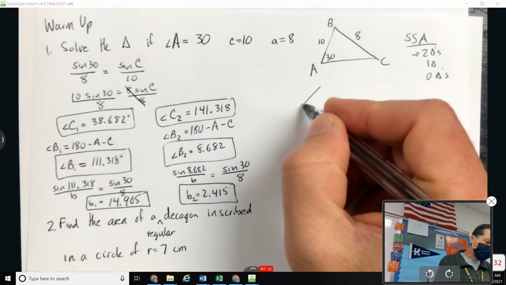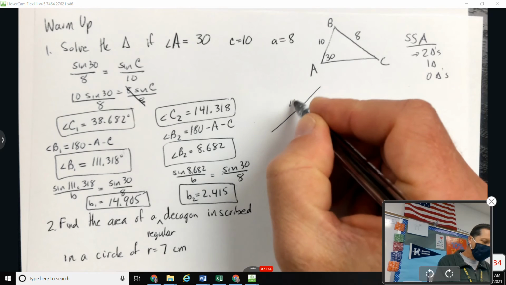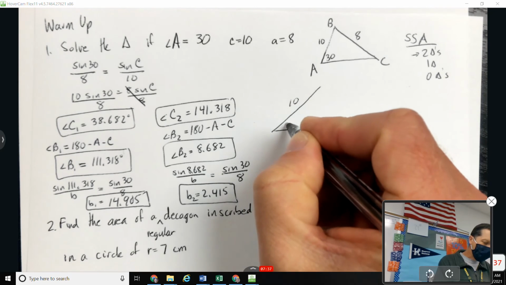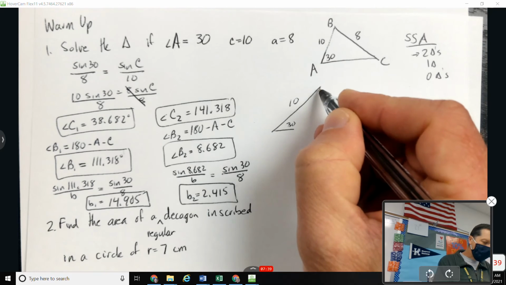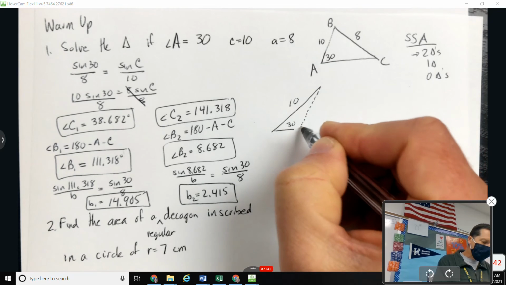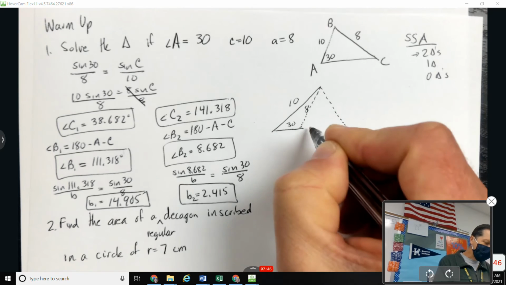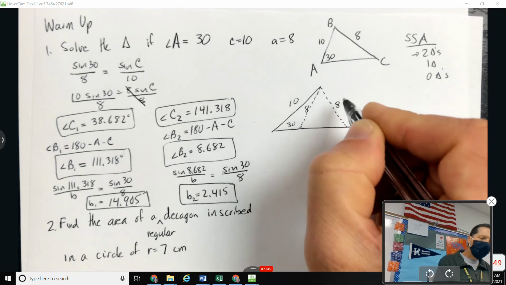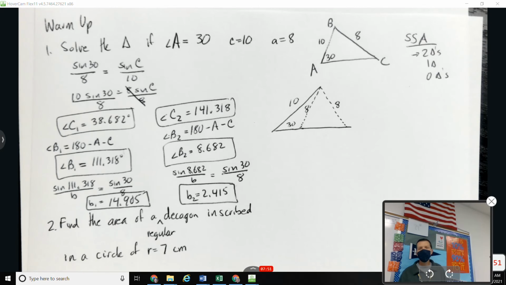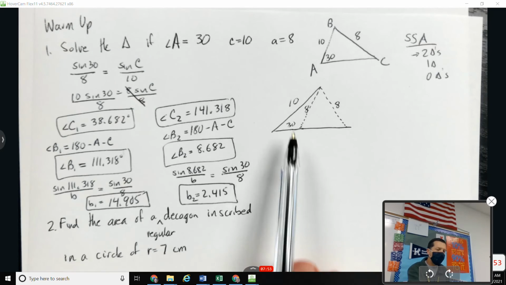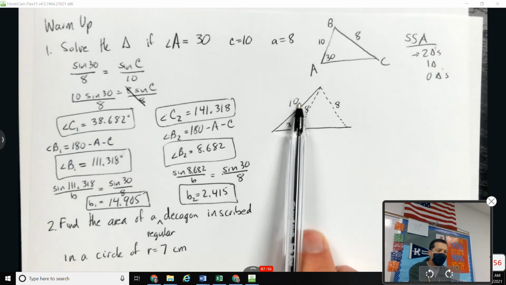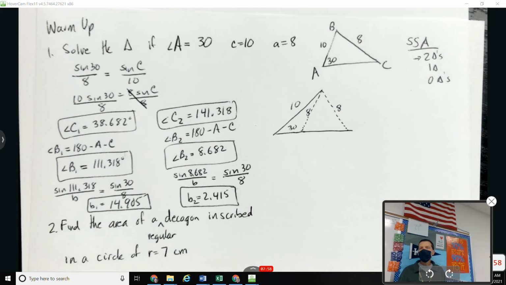If you're trying to make sense of it, and you don't have to, but here's what it would look like. So you could have an 8 length like that, but you could also have an 8 length like that. So there's the two ways to draw that triangle that have an angle side side of 30 degrees, 10, and 8. Again, you don't have to draw it, but for some people, seeing it helps them make sense of the fact that there's two triangles there.